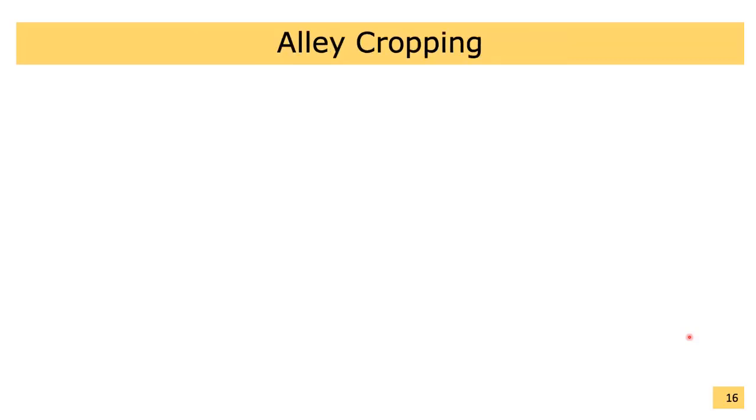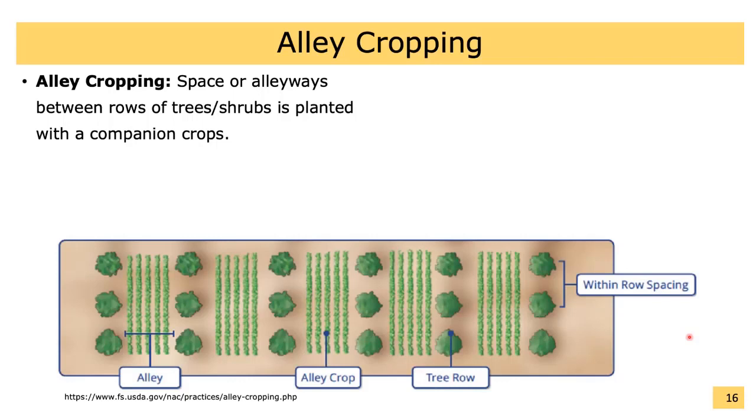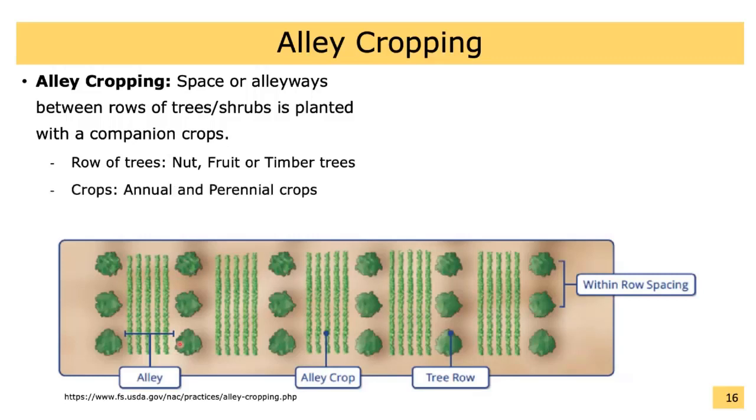Alley cropping. Alley cropping is when space or alleyways between rows of trees or shrubs is planted with companion crops. Rows of trees could be nut trees, fruit trees, or timber trees. The crops could be annual or perennial crops.